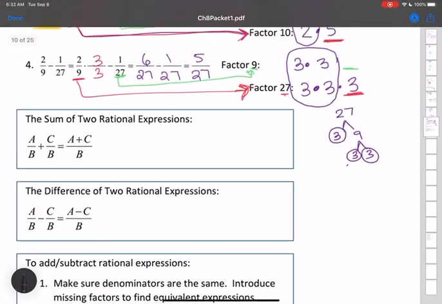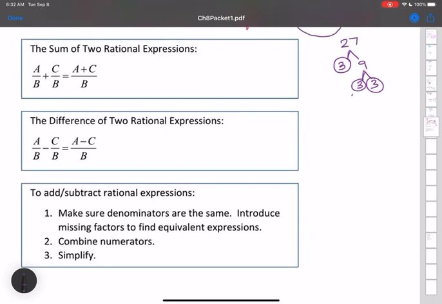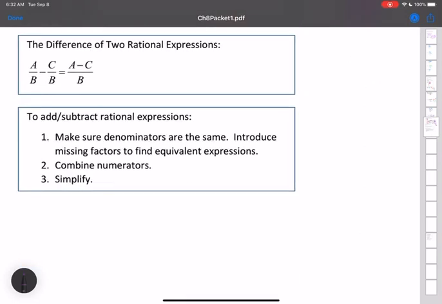Okay, so this part here is just summarizing the sum of two rational expressions. So it's just saying once you have that common denominator, you can combine the numerator, the top part. And then the difference, that just means subtraction, means if you have that common denominator, you can just subtract. And then just briefly what we're going to do is number one, we're going to make sure their denominators are the same. We're going to introduce those missing factors to make those equivalent expressions, which is just how we were kind of scaling up those fractions. Then we're going to combine the numerators and finally simplify.